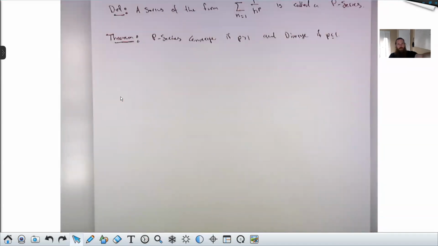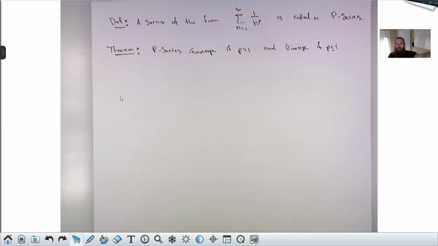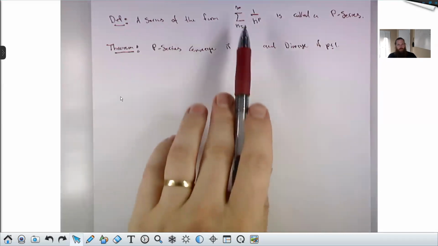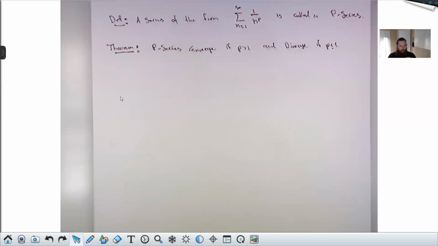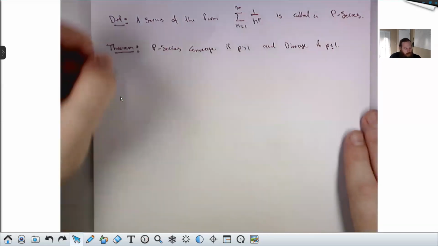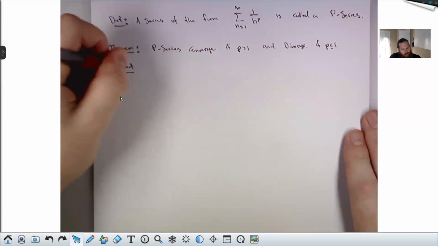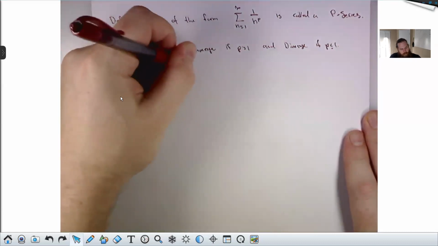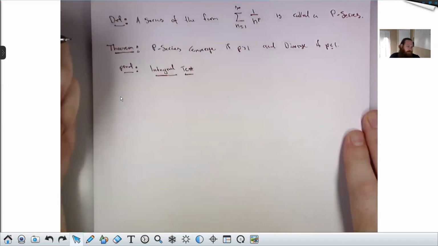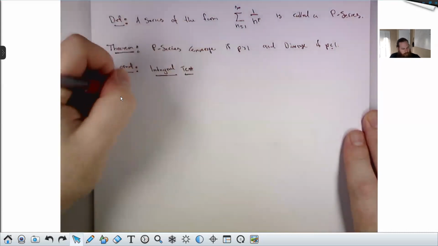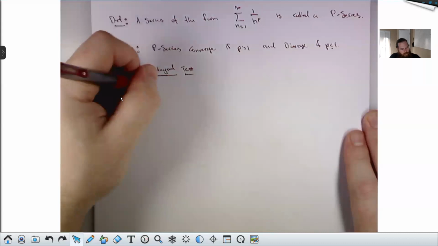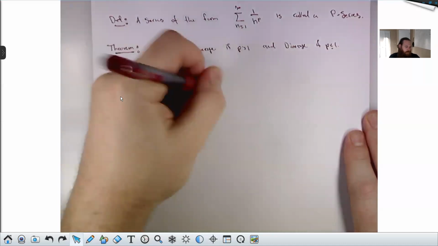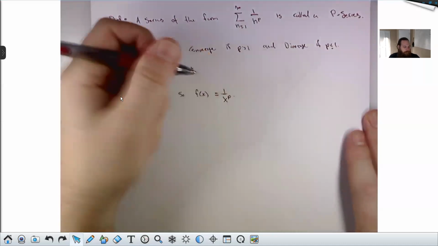So p series are very similar to p integrals, because all infinite series are very similar to some type 1 improper integral, and p series are very, very similar to p integrals. The proof of this theorem follows from the integral test. a_n is 1 over n to the p. So f of x is 1 over x to the p.